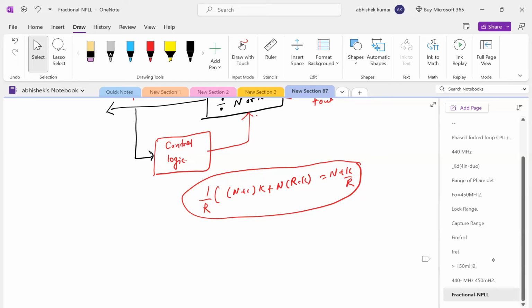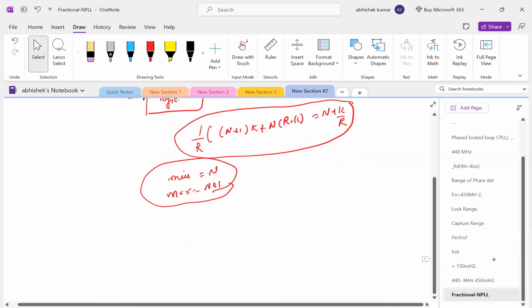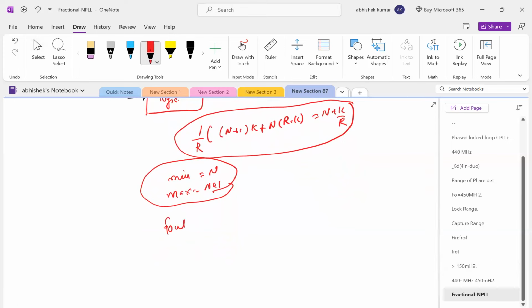In this we have a high speed dual modulus divider using N or N plus 1, and control logic counts the cycles of output. The minimum divider possible is N and the maximum is N plus 1. So using a fractional-N divider in a PLL as before, we can find f output also. Earlier our f output was N into f ref, but here it changed to f output equals f ref into (N plus K by R).